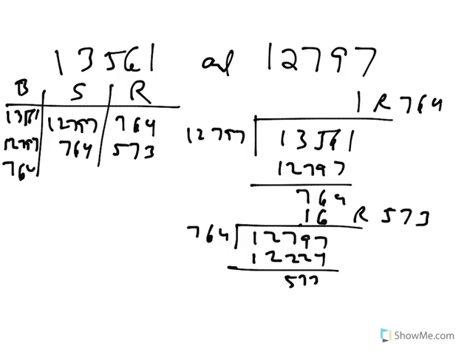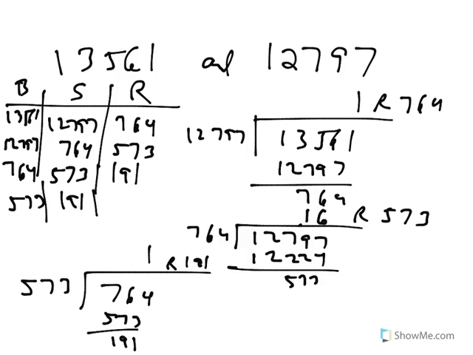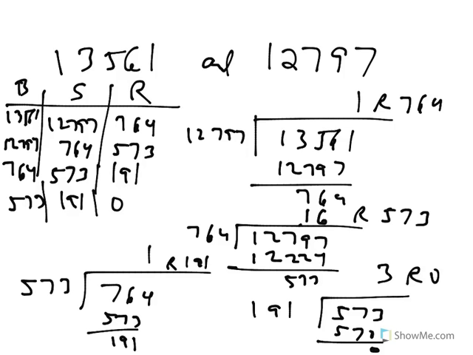Again, the smaller becomes the bigger, the remainder becomes the smaller, and we divide again. It goes in one time. Remainder 191. And again, the smaller becomes the bigger, the remainder becomes the smaller, and we divide again. And it seems like it could go on forever, but it will eventually stop, because eventually I will get remainder 0. And when I do, the answer is the previous remainder.